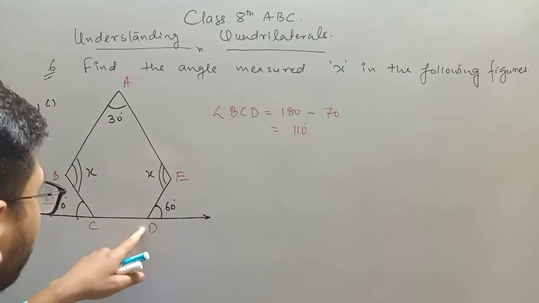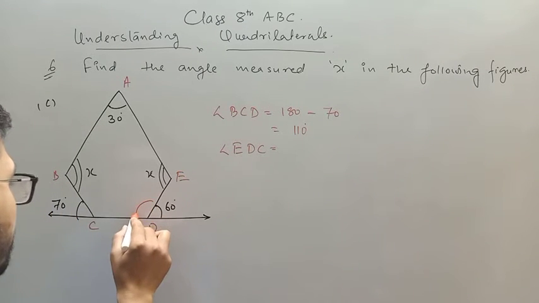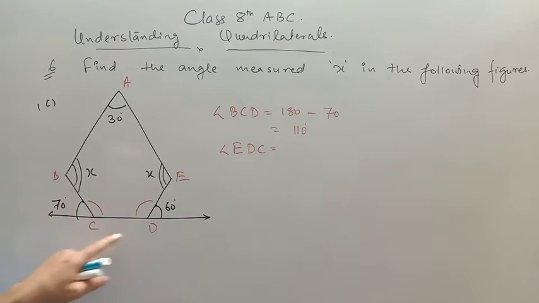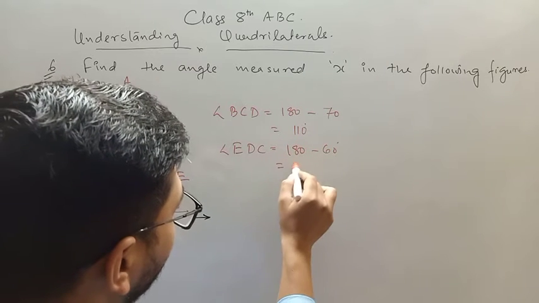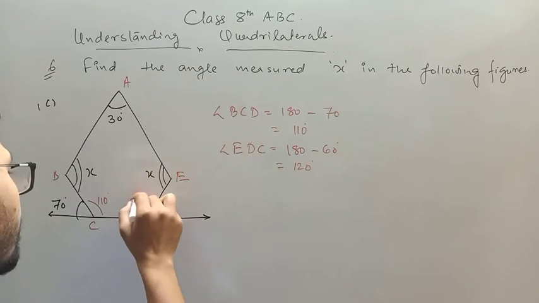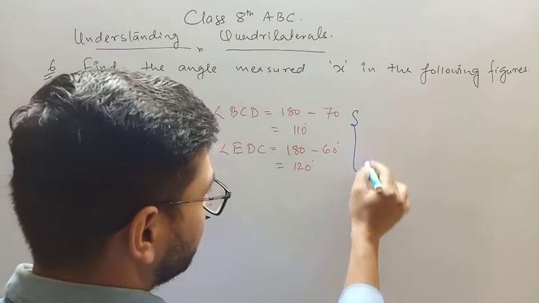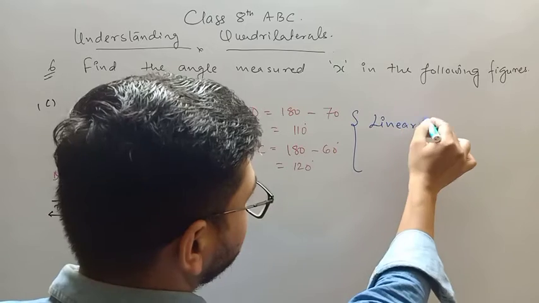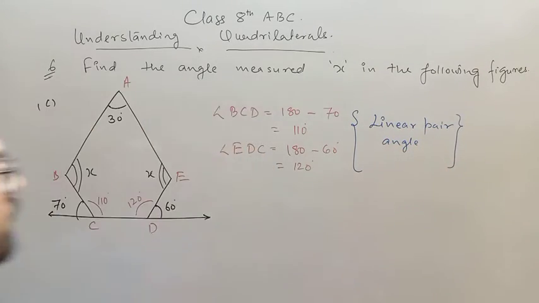Similarly, EDC. EDC means I am talking about this angle. First I calculated BCD, which is equal to 110 degrees. Then EDC is equal to 180 minus 60 degrees, which is equal to 120 degrees. So I can write 120 degrees here. And the reason for both these angles is the linear pair angle property.